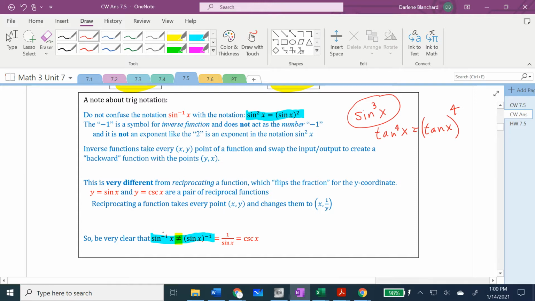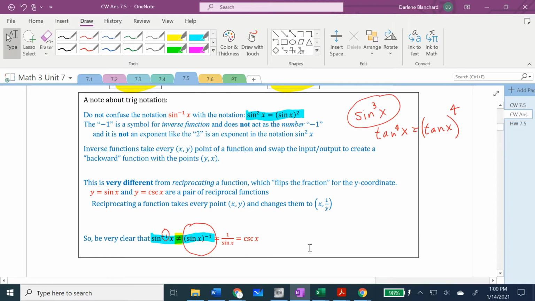We view this symbol as not the number -1. We are viewing it as a symbol for, hello, I'm the inverse function, which is a completely different function from what we would get if we made an exponent of -1 on our sine function. If we make an actual exponent of -1 on our sine function, that means reciprocal function, which means cosecant.